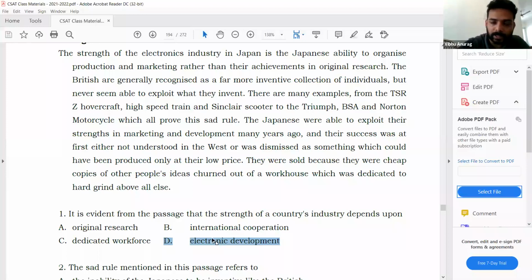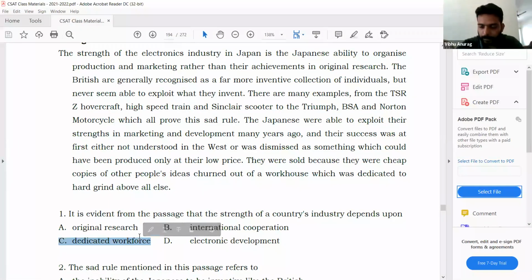So not D, the answer is C. Many of you went for D, which is not the correct answer. The correct answer is C, a dedicated workforce. Okay, I hope it is clear. I hope you got it. The answer is C, dedicated workforce. If you have any doubts, please get them clarified. Okay, the answer is C.